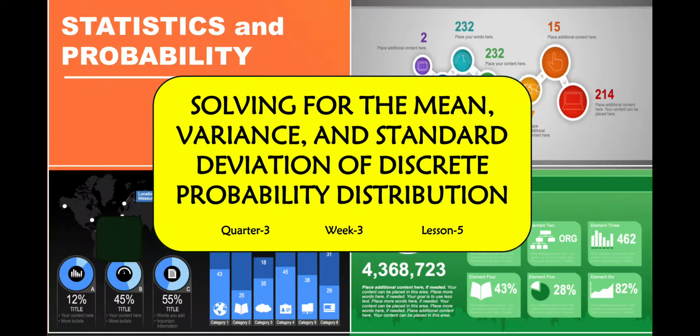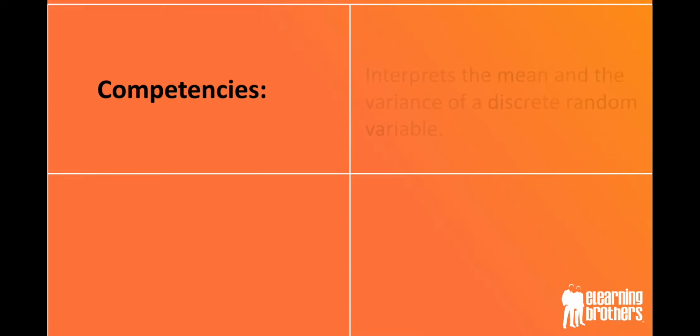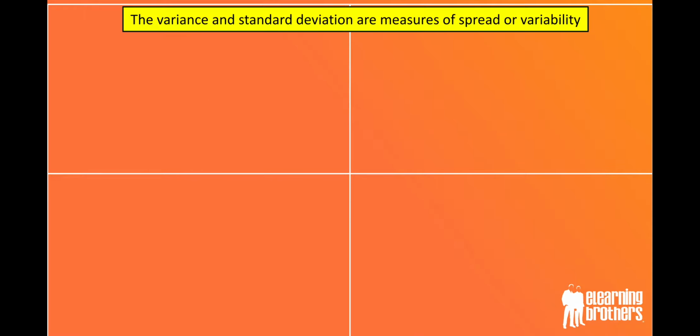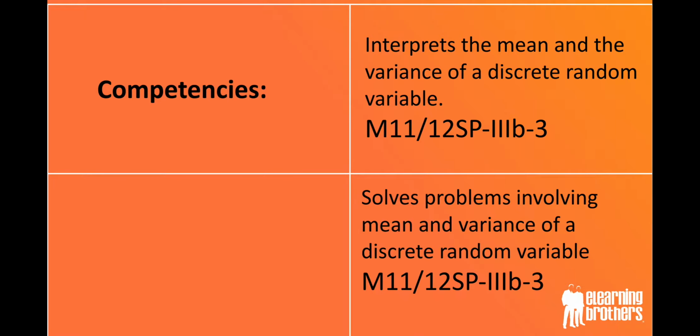This is lesson 5 for week 3 in statistics and probability: solving for the mean, variance, and standard deviation of a discrete probability distribution. The learning competency is to interpret the mean and variance of a discrete random variable and solve problems involving the mean and variance of a discrete random variable.